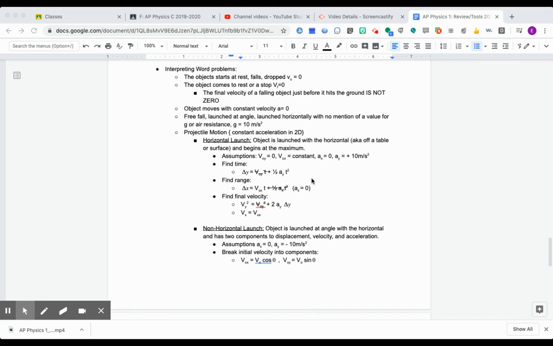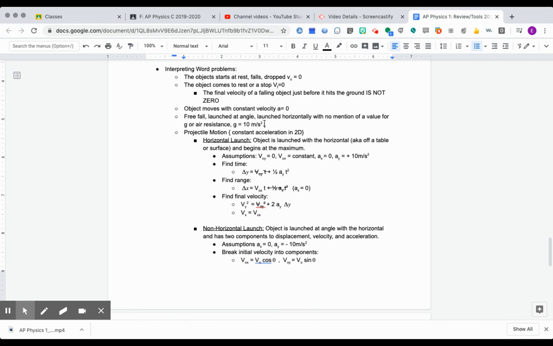If the problem states that the object moves with a constant velocity, that means that there's no acceleration. Acceleration is the change in the velocity over the change in time. If there is no velocity change, then there's no acceleration. If you're told that the object is in free fall, dropped from rest, thrown vertically upward, launched at an angle, or launched horizontally, with no mention of a value for the acceleration due to gravity, you use 10 meters per second squared.